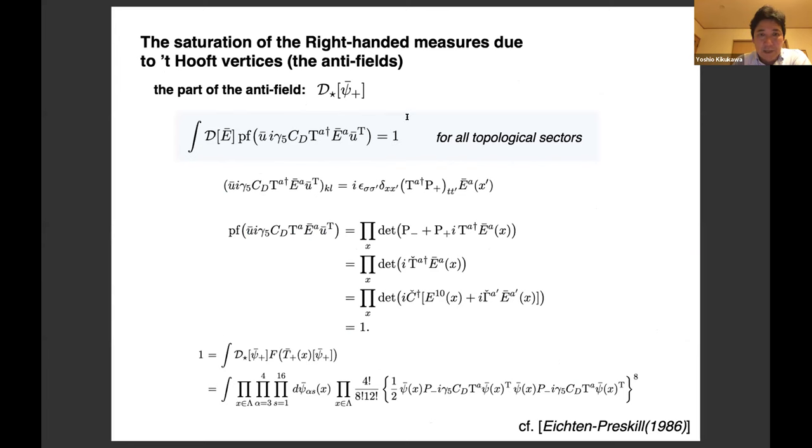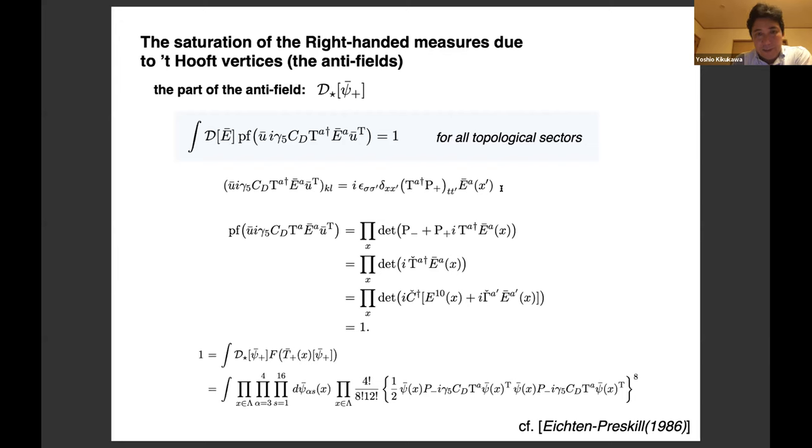And in this case, we have unity by the normalization of the path integration. This is because the right-handed anti-field is defined by the usual gamma five. Then we can choose the chiral basis for this field as a local one, which is independent of the gauge field. Then we can have an explicit expression for this matrix given by this factorized form.